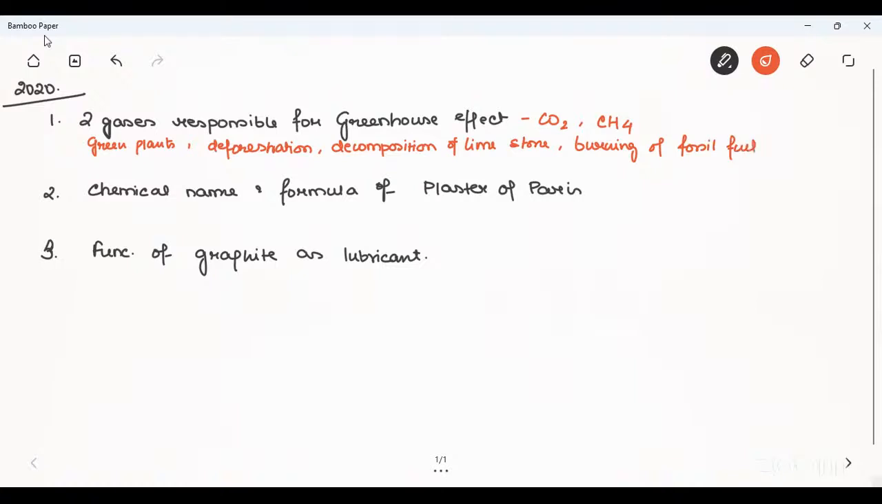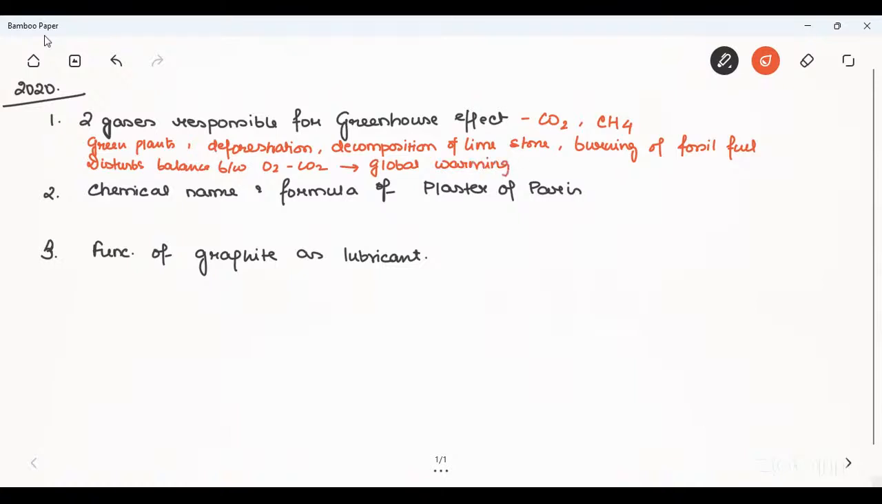And the increased level of CO2 disturbs the balance between oxygen and carbon dioxide in the atmosphere, and this will result in the greenhouse effect and ultimately global warming. So this will be our whole answer.